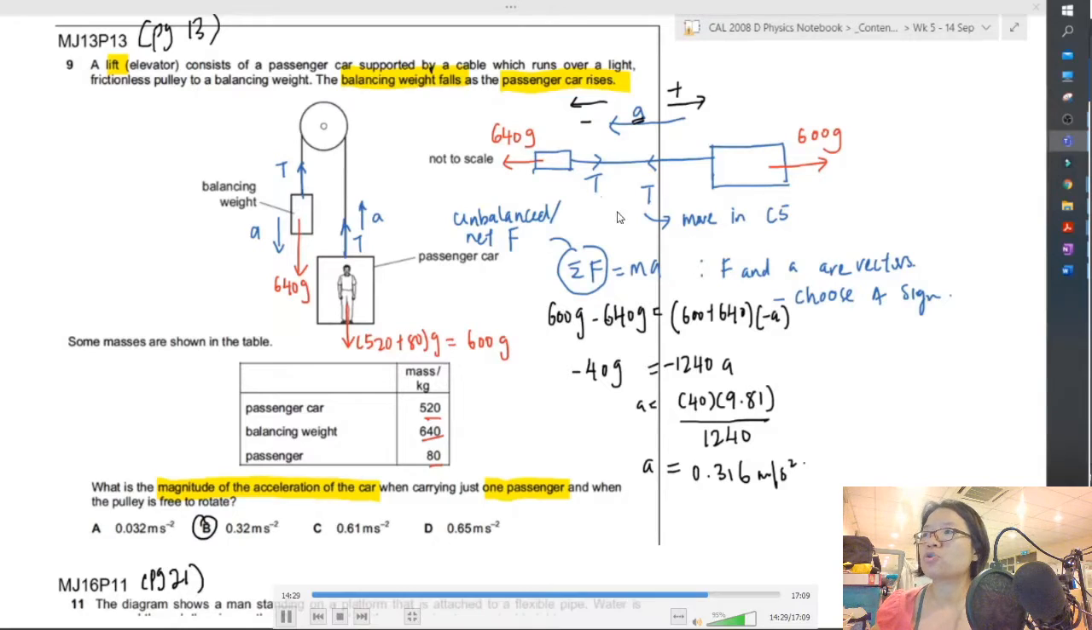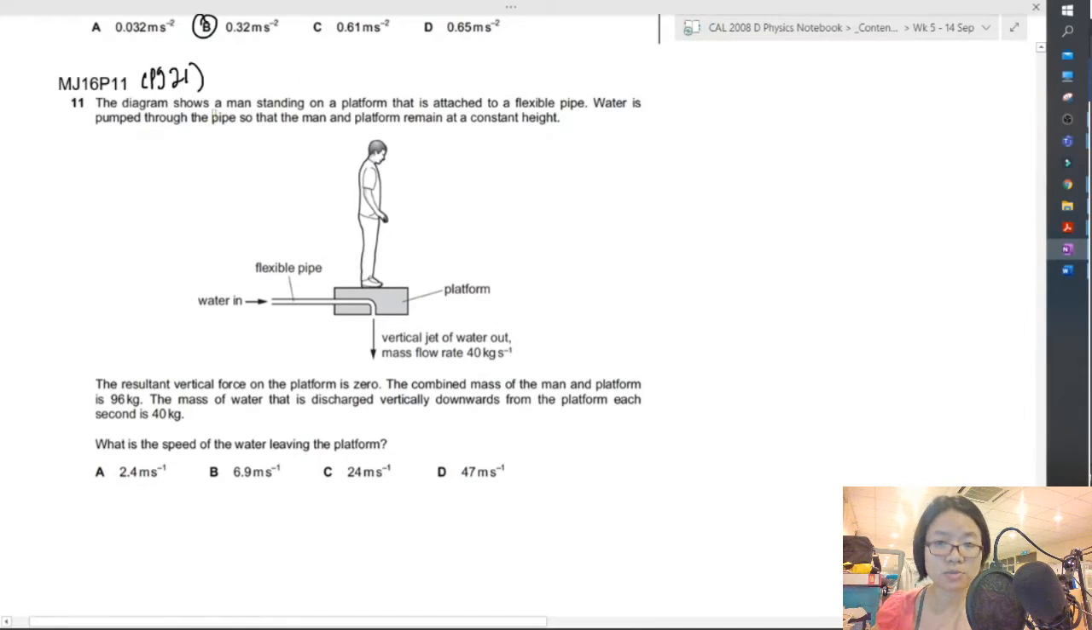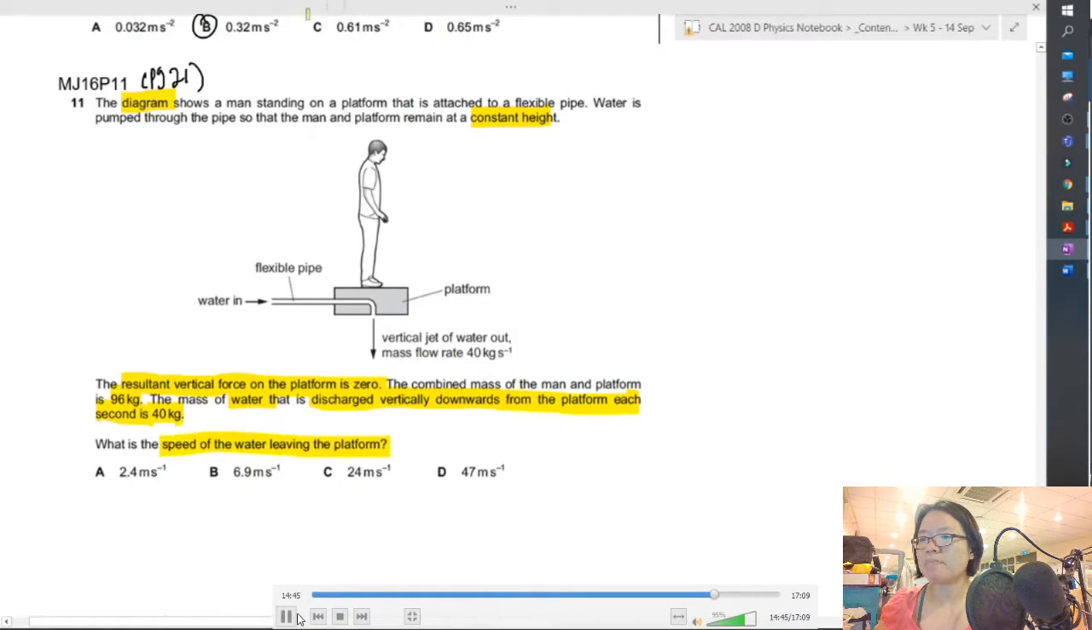Alright, so the last question for the day, I think, would be this one. Alright, this one is a bit tricky because this is a bit hard, so pay attention. This one will be from May June 16 paper 1-1. You have a man standing on a platform attached to a flexible pipe. Okay, so before I start the question, let me explain a bit about the physics first. The water is pumped through the pipe so that the man and the platform remains at constant height. So basically, if it's constant height, the resultant vertical force on the platform will be 0. The combined mass of the man and the platform is 96 kg.